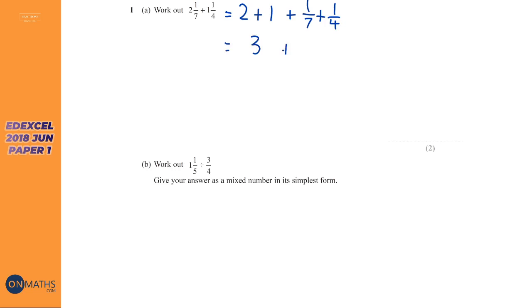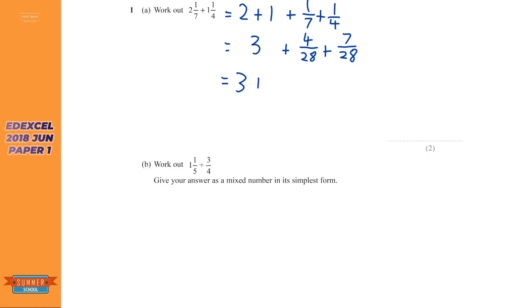Right. Now we need the denominators to be the same. So we've got 7 and 4. So the lowest common multiple of 7 and 4 is going to be 28. So I need both of these to be over 28. Now to get 7 times 4 is 28, so I'm going to times the top by 4. 4 times 7 is 28, so I'm going to times the top by 7.